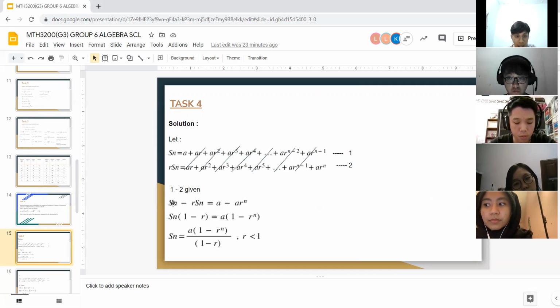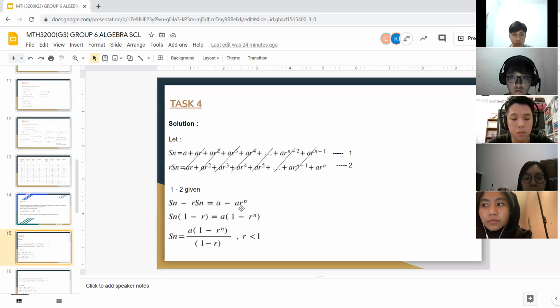So we take Sn minus r multiplied by Sn equals a minus ar to the power n. And now we factorize the Sn at the left side to become Sn times 1 minus r. And the right side, we factorize the a. So at the right side is a times 1 minus r to the power n. So now we take the bracket 1 minus r, we move to the right side.